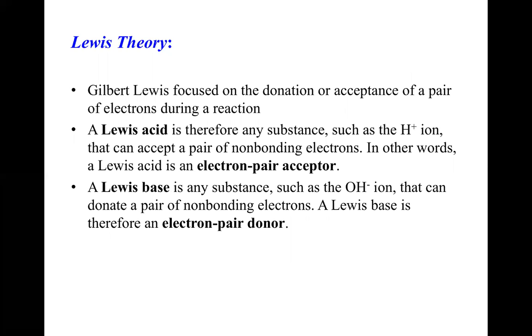The last theory is the Lewis concept. Gilbert Lewis focused on the donation or acceptance of a pair of electrons during a reaction. So they give a more general definition of acid and base. According to him, a base is an electron pair donor and an acid is an electron pair acceptor. So a Lewis acid is any substance, such as the H positive ion, that can accept a pair of non-bonding electrons. Whereas a Lewis base is any substance, such as the OH negative ion, that can donate a pair of non-bonding electrons. So a Lewis base is an electron pair donor.